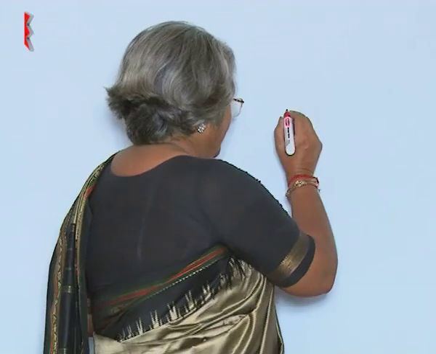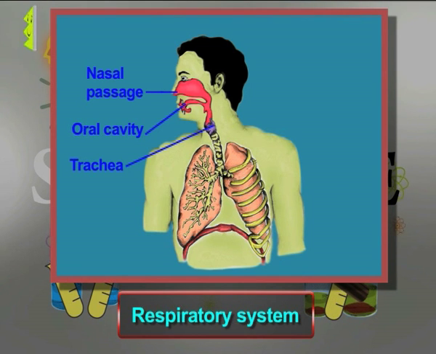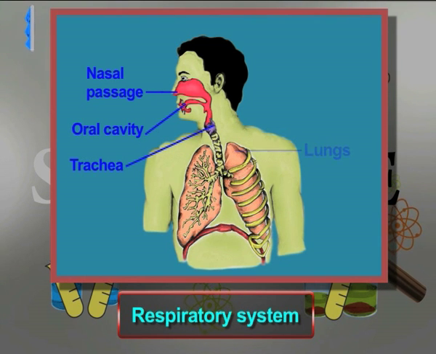Now, what makes inhalation and exhalation take place? Or in other words, what is the mechanism of breathing? How do we breathe? Which parts help us? You see, the respiratory system of human beings is made up of the nose, nasal cavity, windpipe or the trachea, which divides into two bronchial tubes, and the lungs.